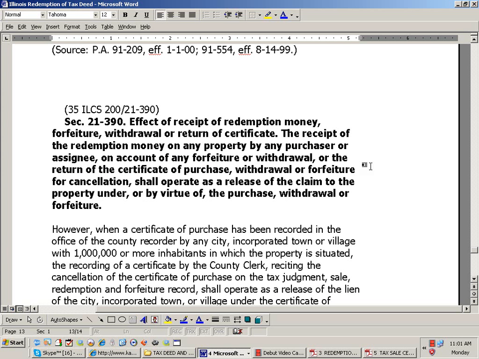Okay, effect of receipt of redemption money or the forfeiture, withdrawal, or return of the certificate. This is 390. The receipt of redemption money or any property by any purchaser or assignee on account of any forfeiture shall operate as a release of claim to the property under or by virtue of the purchase, withdrawal, or forfeiture.